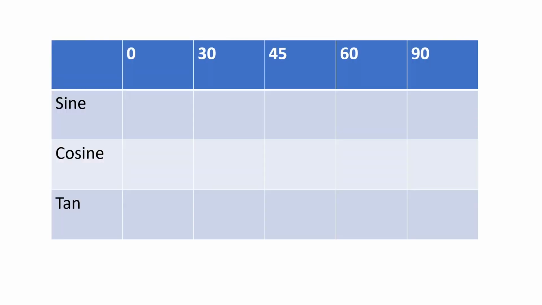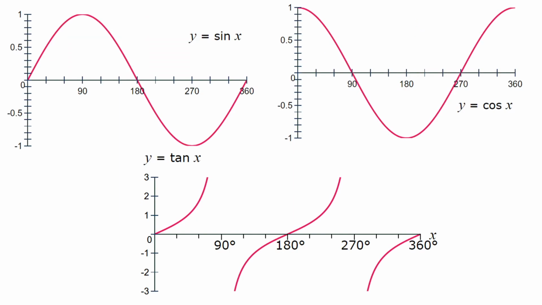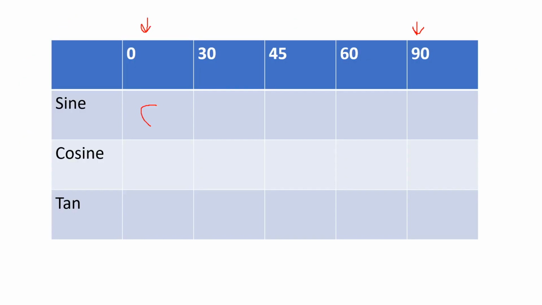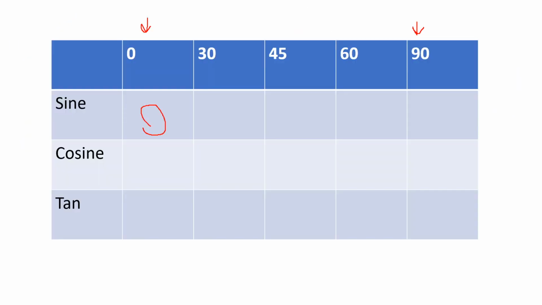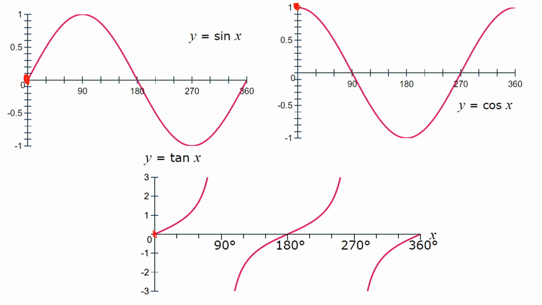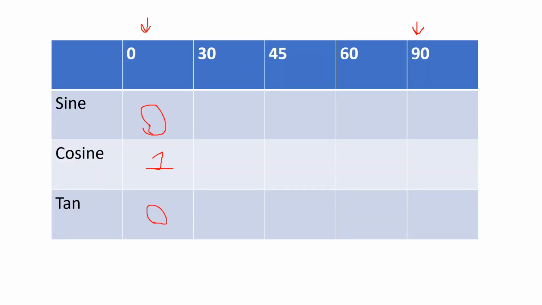So these are the values for sine, cosine, and tan that you're going to need to know, from 0, 30, 45, 60, and 90. Let's start with 0 and 90. Do you guys remember these? Well, from these, we can figure out what 0 and 90 are, can't we? So at sine, you can see that it's 0. At cos, you can see that it starts at 1. And at tan, you see that it starts at 0. So we can put that on straight away.